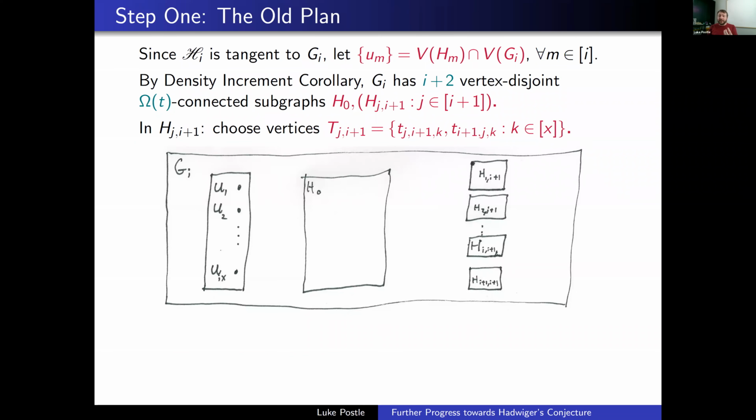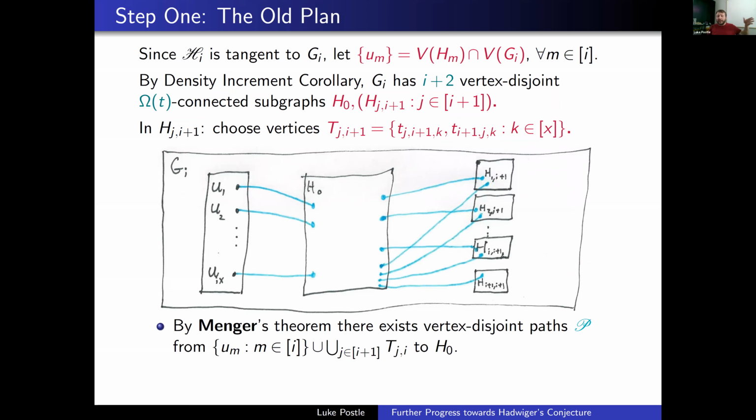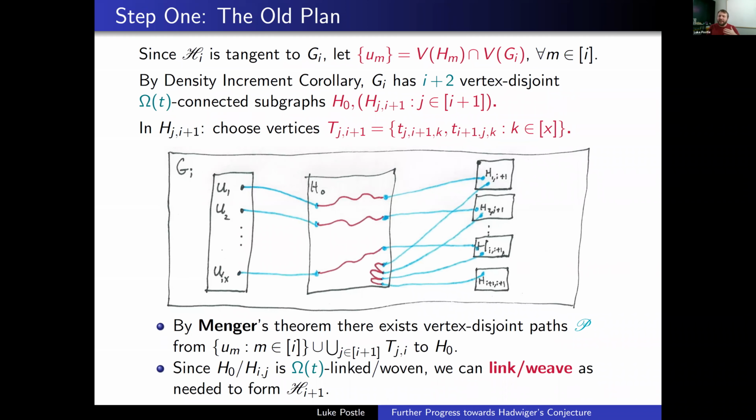So I'll take a hub H0 and I'll have a column. And I'll just do the same plan. I'll link my old models, the U's, into the H0 as well. I'll link that up in pairs to the column, just as I did before. And we can do this without even needing linked; just Menger's theorem will let you do it.